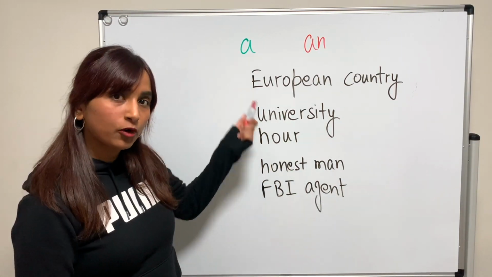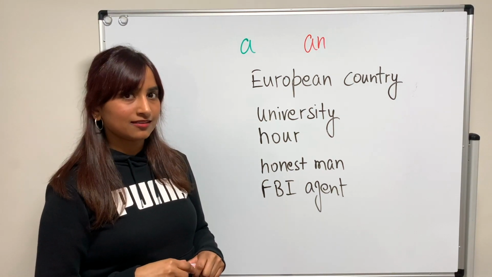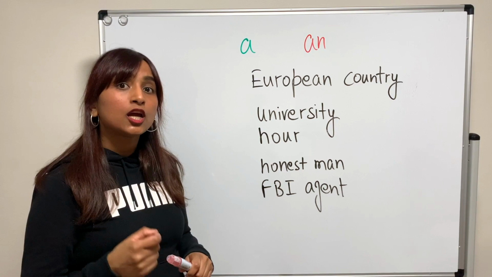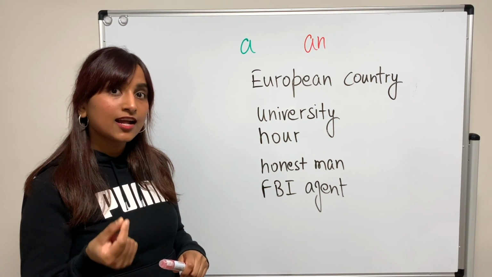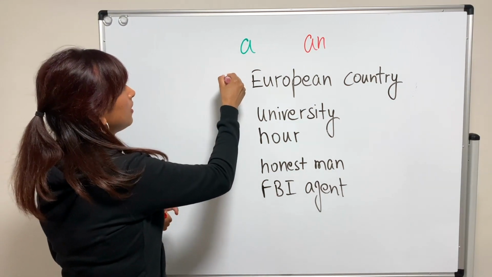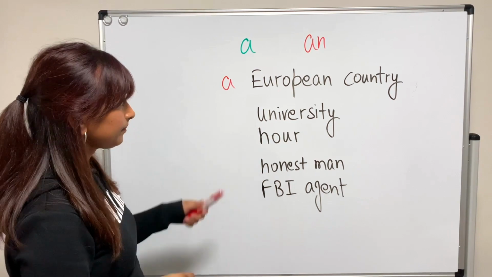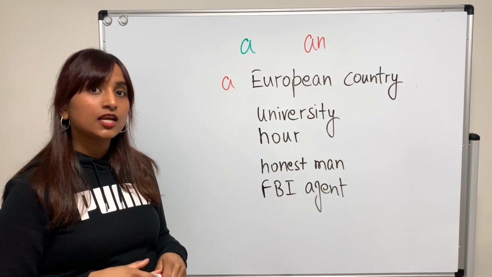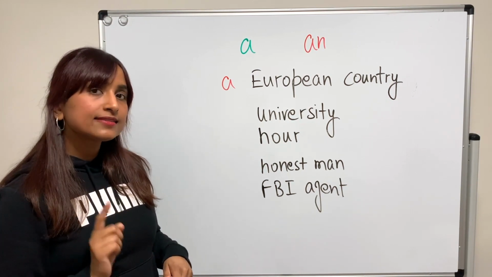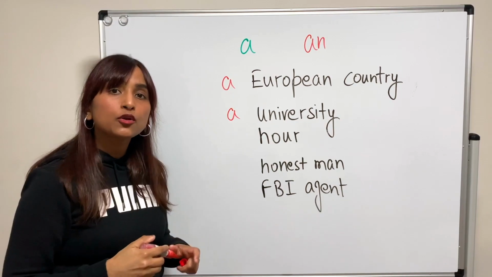Listen to how I pronounce these words. What's the first sound you hear? European country. The first sound is U. So I would say a European country. University. U. The first sound is U. That's a consonant sound. So I'm going to use a university.